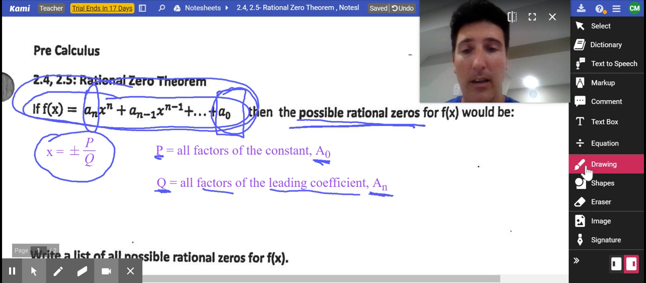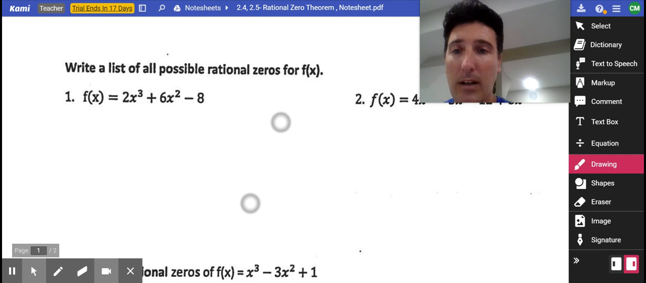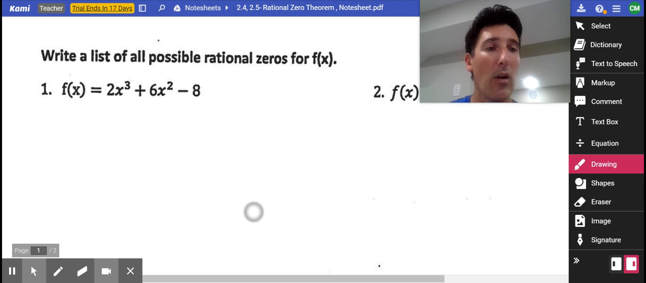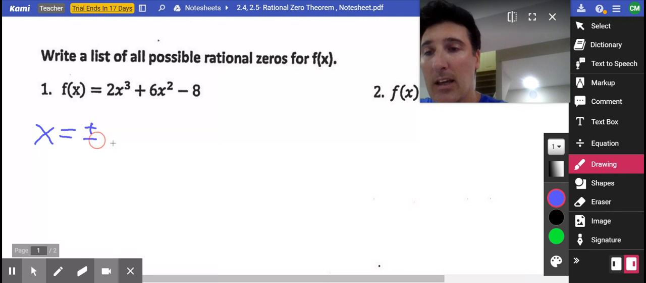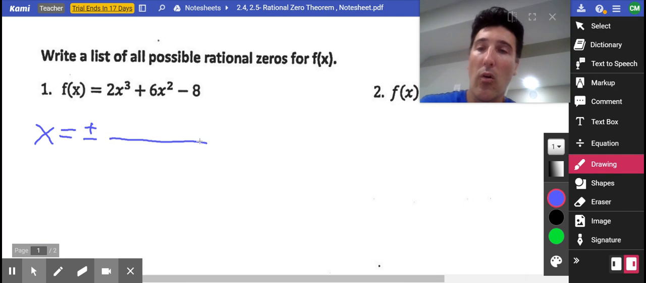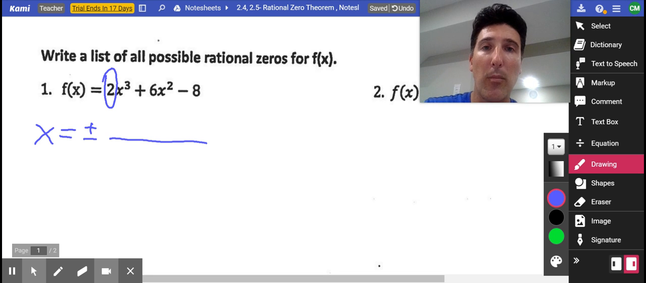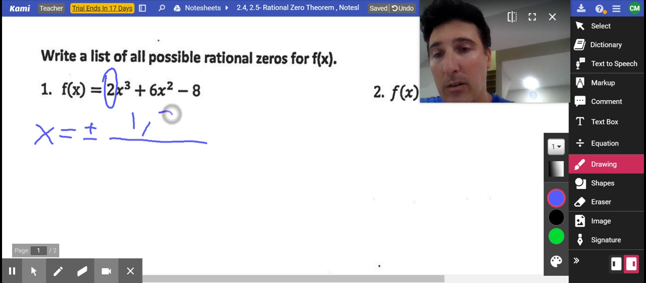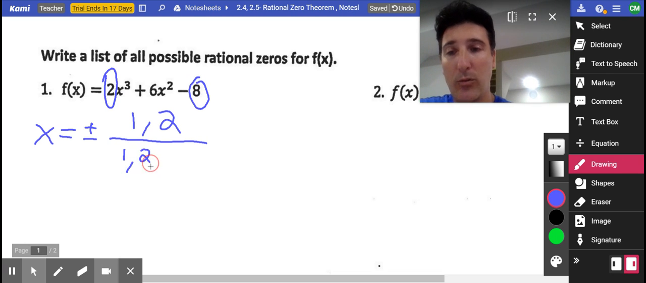All right, let's go down to number 1. Focus in here on number 1. So when it says plus or minus p over q, I'm going to put x equals plus or minus. So p, remember, these are all the factors of the constant, which is just 2. Well, that's really easy because 2 is a prime number, so it's just 1 and 2. So I'm going to put 1 and 2. And then on the bottom right here, I get all the factors for the leading coefficient, which is 8. And all the factors for 8 are 1, 2, 4, and then 8 itself.